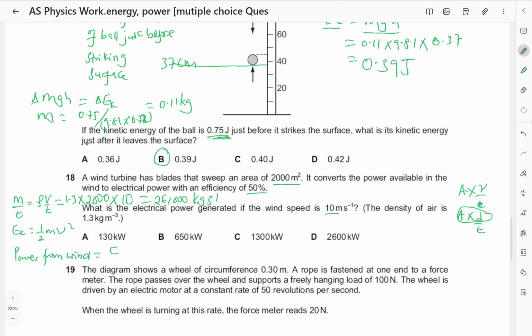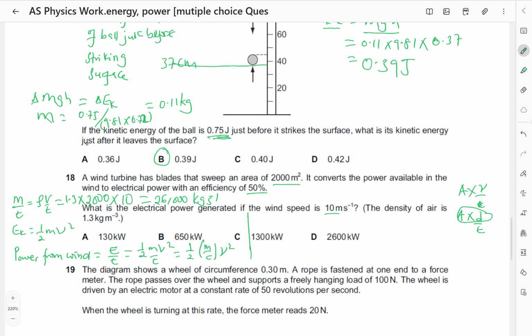is going to be equal to the energy over time taken. And the energy here is going to be kinetic, so it will be a half mv squared divided by t. But since I have m over t, this is the same as a half m per second, or mass per second, times speed squared. So that is going to be the power coming from the wind. But remember, only 50% of this is converted into electric power.